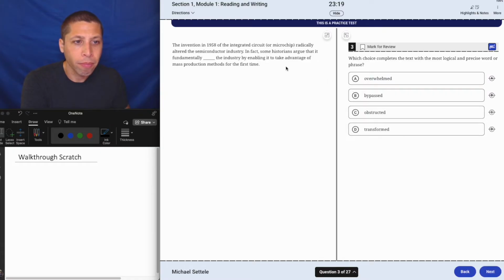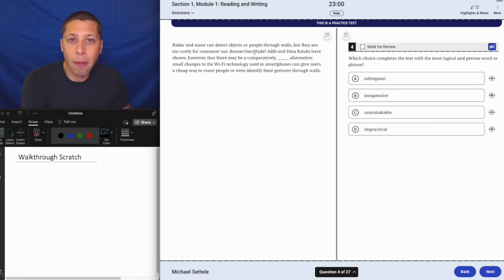The invention in 1958 of the integrated circuit radically altered the semiconductor industry. In fact, some historians argue that it fundamentally shifted the industry or changed the industry by enabling it to take advantage of mass production. How about transformed? Seems pretty good. Yes, nothing else makes sense.